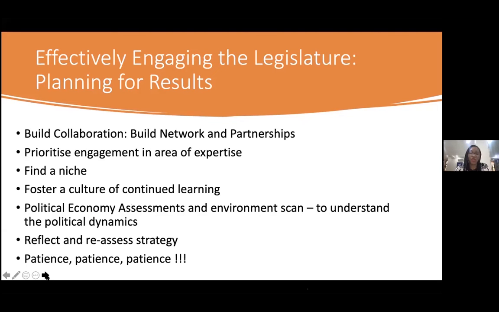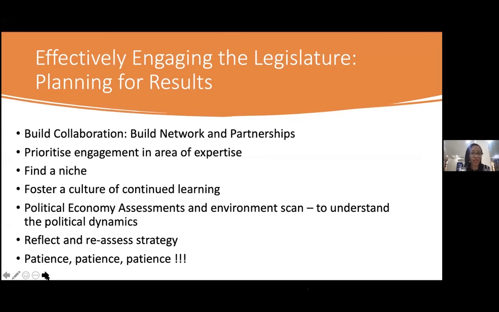it's expected that if you're making a contribution, you're bringing in expertise or knowledge on an issue. And it doesn't even have to be, should I say, fantastic academic knowledge. It could just be knowledge from experience you have working on a local issue or working in a particular region of the country. So it's very important to prioritize engagement in an area that you are very familiar with and find a niche and work on that niche, so that when legislators are looking for people to engage, it's very easy for them to say, oh, this person is an expert on this issue.